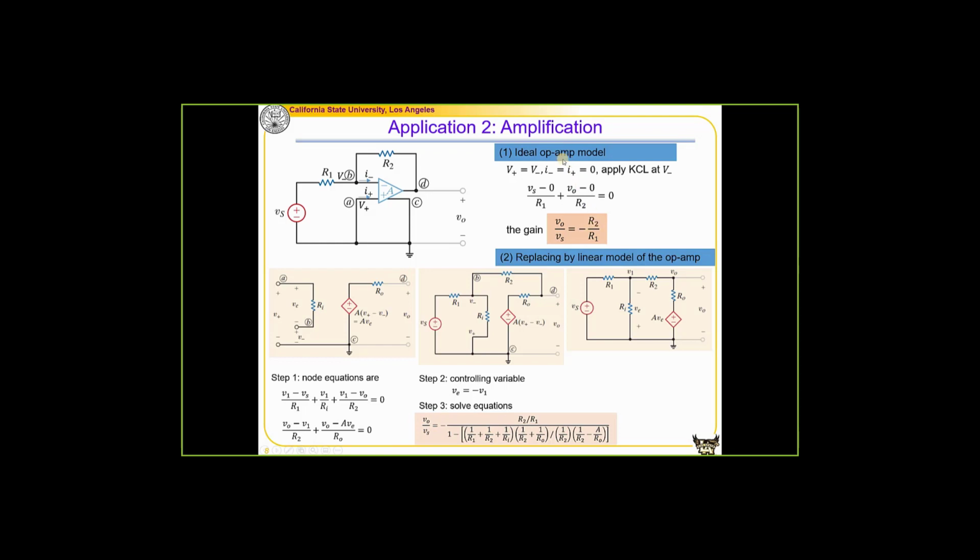So now comparing the ideal op-amp model and the linear model, you see the difference in derivation. The ideal op-amp model is always much easier to deal with. And if we assign the typical values to the linear model, we'll be able to find the gain is roughly the same as the one that we find from the ideal op-amp model, almost the same.